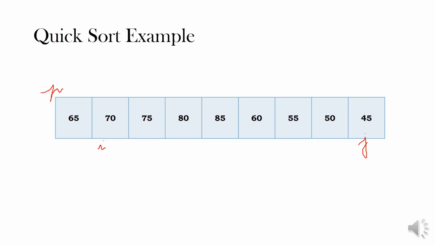Then we continue to scan from right to left till we get an element which is lesser than the pivot element. The element pointed to by j is 45, which is less than 65. So our scan stops. Now when we stop, we see that I is less than j. Since I is less than j, we need to swap the ith element with the jth element, increment the I index, decrement the j index, and continue the scanning.